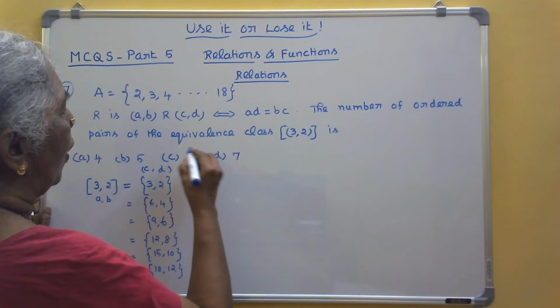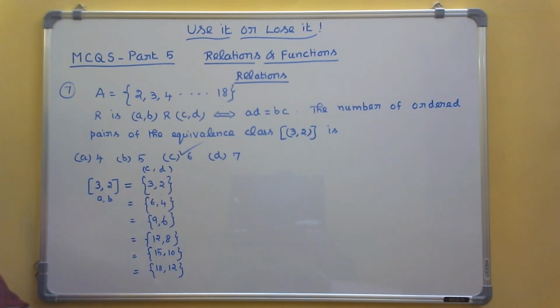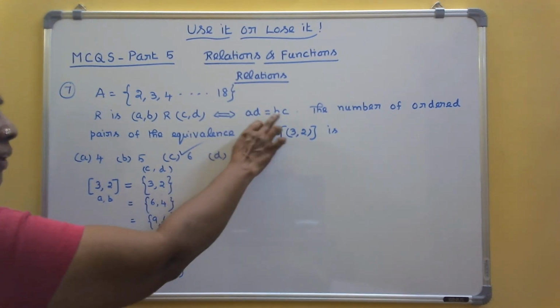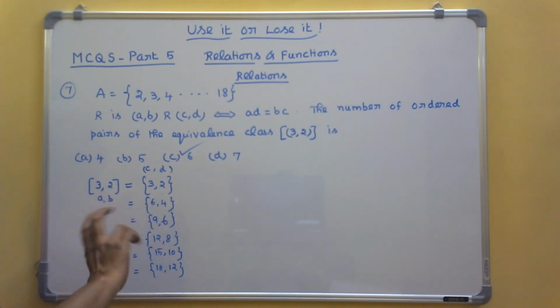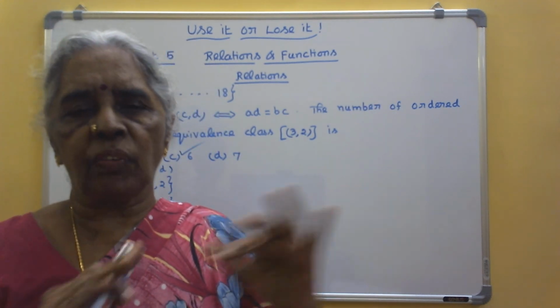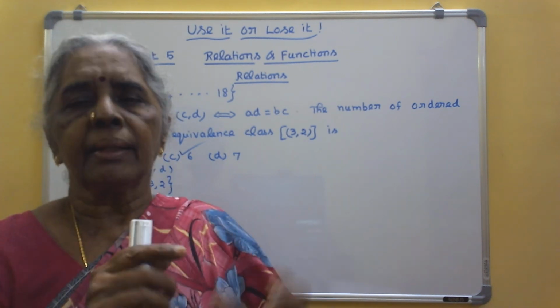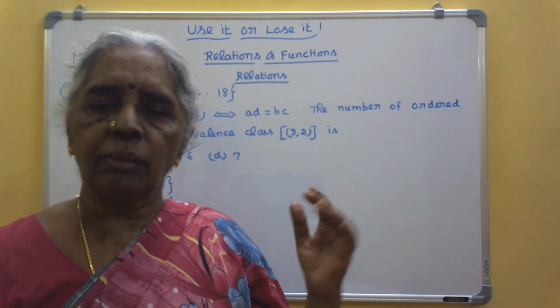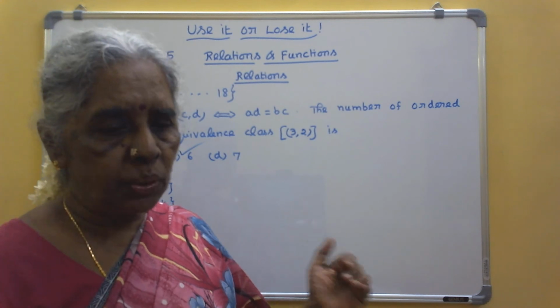So the number of ordered pairs is 6, I have the option C. Do you understand? If here it is multiplication, here also you have to multiply. If it is addition, you have to add here also. That is, find the difference and check that kind of terms there. Then it will be correct. Hope you have understood this.